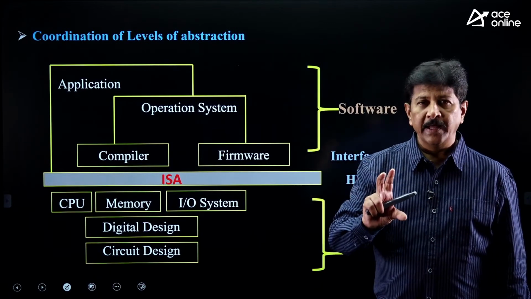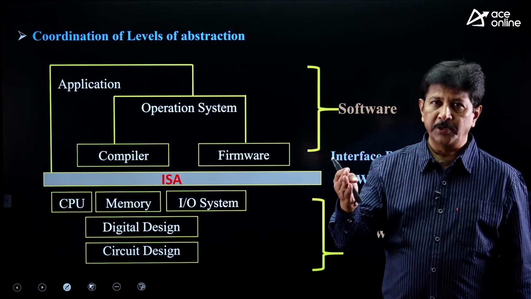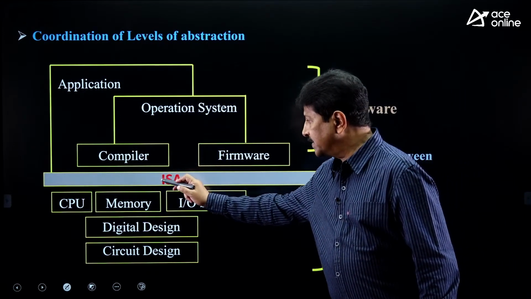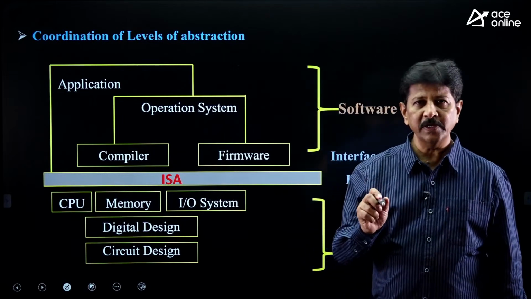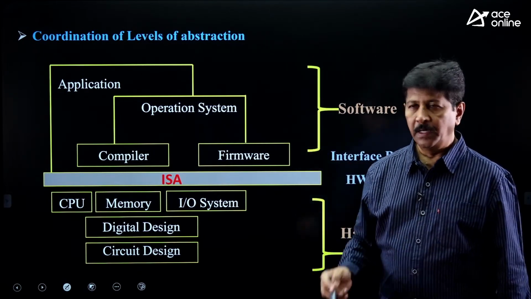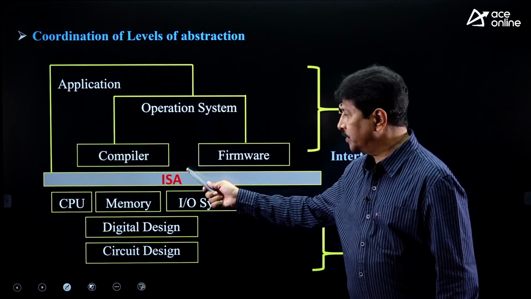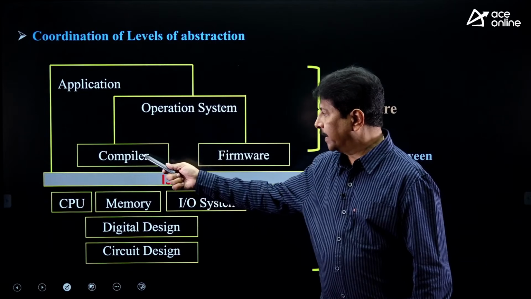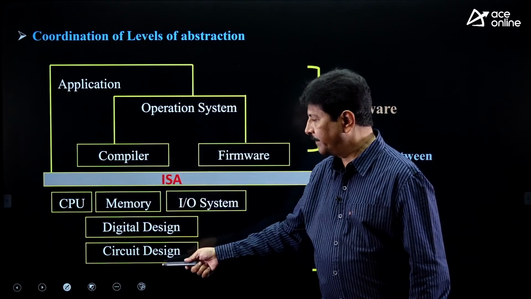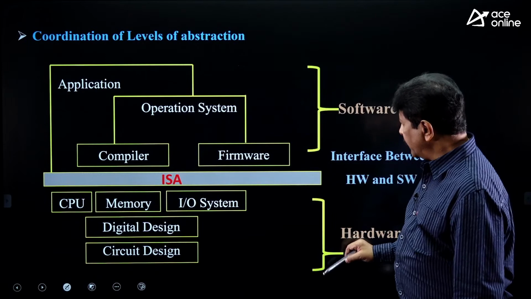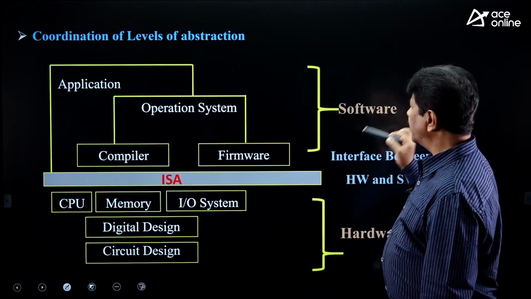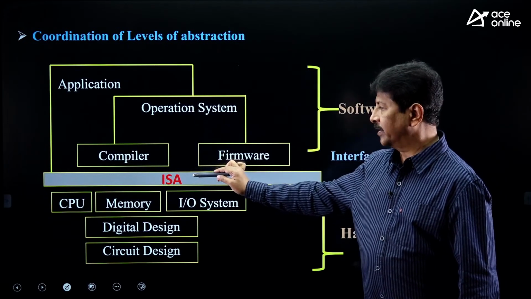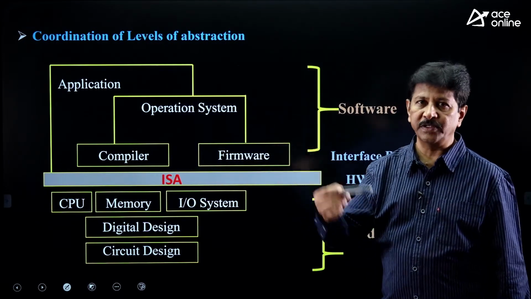Let me give a brief idea about what is computer architecture and computer organization. You know that this is the instruction set architecture. ISA stands for instruction set architecture, and this is going to be called computer architecture. You can see it is the interface between the compiler and the hardware. The bottom part is called hardware, the top part is called software. In between software and hardware, I'm going to have this instruction set architecture, which is called computer architecture.